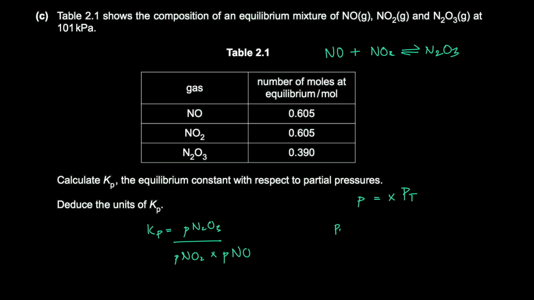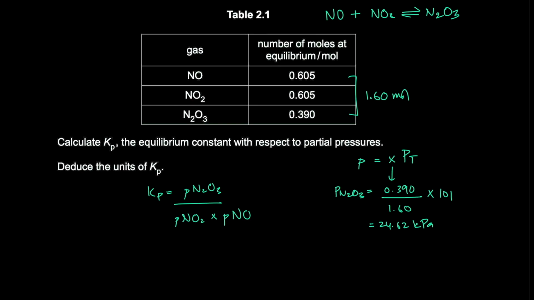So for example, if I wanted to find the partial pressure of N2O3, you would take the mole fraction of N2O3, that's the moles of N2O3, 0.390, divided by the total number of moles. The total number of moles over here is 1.6. So we have a total of 1.6 moles of gas. You can just add up the number of moles of each gas. So this is the mole fraction of N2O3, and you multiply this by the total pressure. The total pressure is 101 kilopascals. So you get the partial pressure of N2O3 as 24.62 kilopascals.